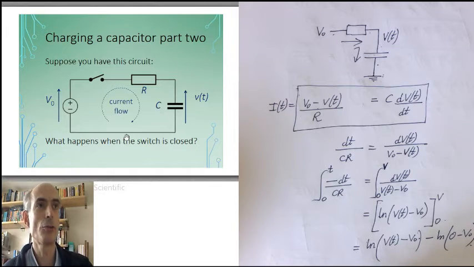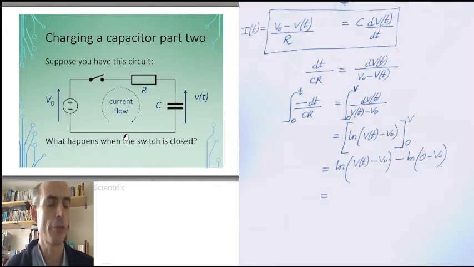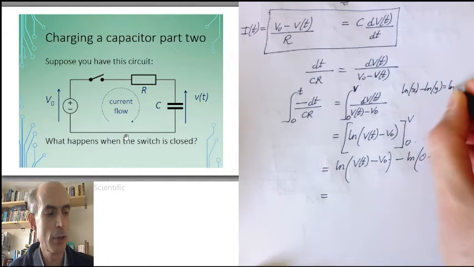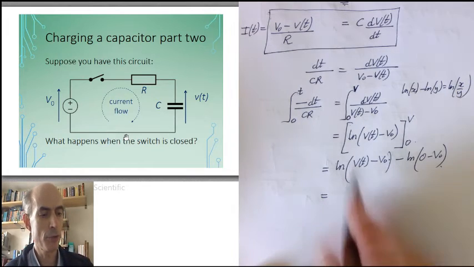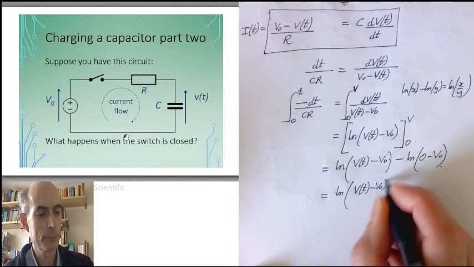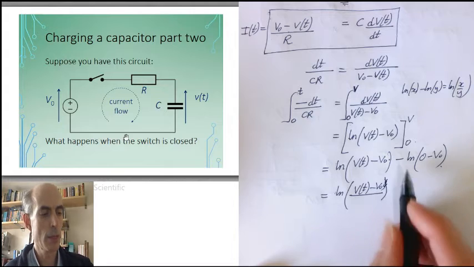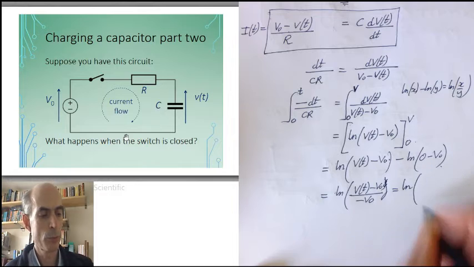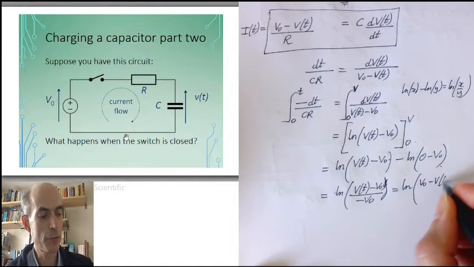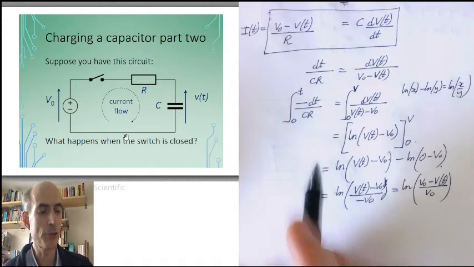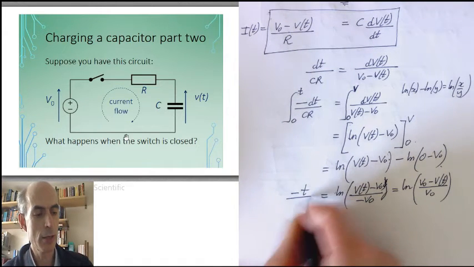And once again, I can use the trick that the difference in two logarithms, log of x minus log of y, is log of x over y, and write this as the log of V of t minus V0 divided by minus V0. Which makes more sense if I multiply top and bottom by -1: V0 minus V of t over V0. And that must be equal to the integral of this side, and that would just give me minus t over CR.